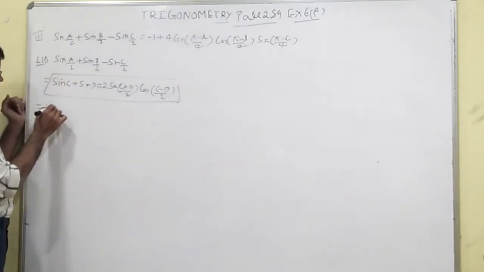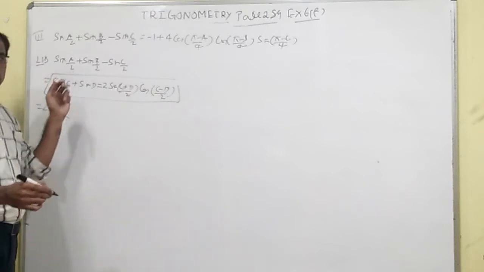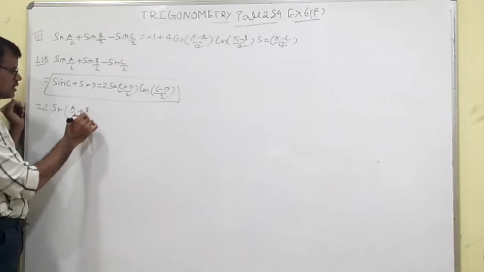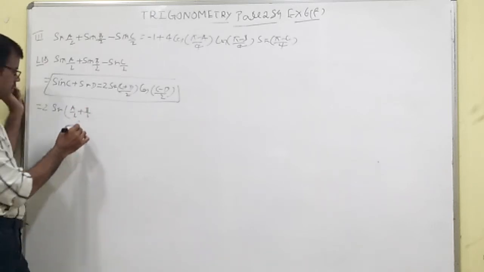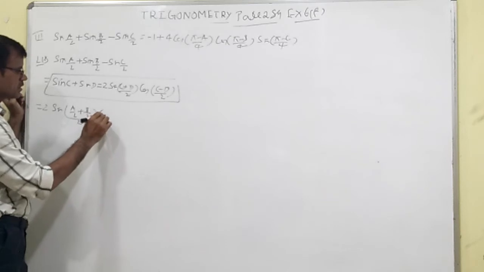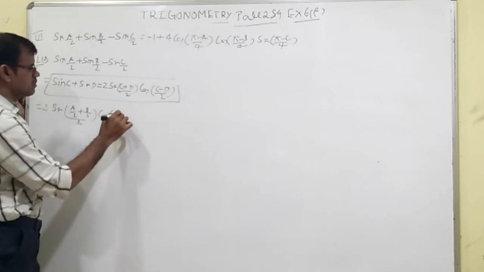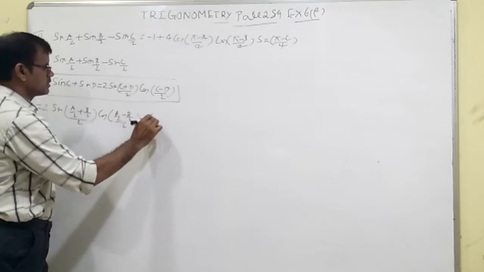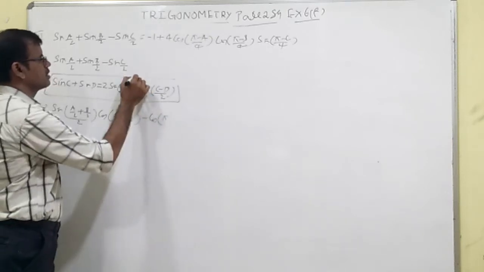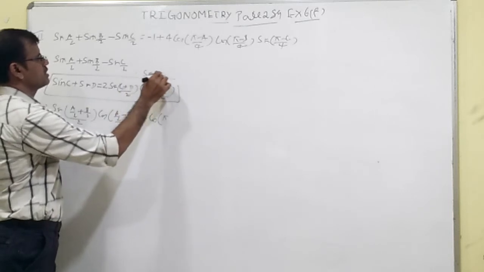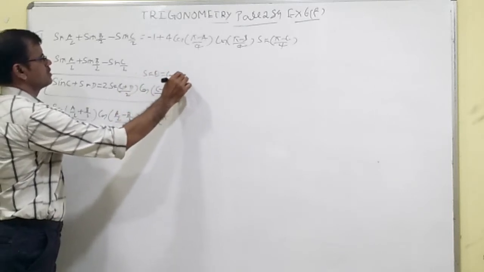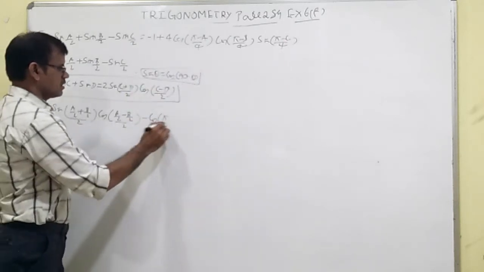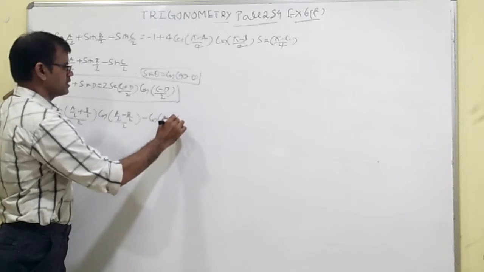For the first two terms I am applying: 2 sin of (a by 2 plus b by 2) whole by 2 into cos of (a by 2 minus b by 2) whole by 2, minus, this sin theta can be written as cos of 90 minus theta. This sin theta I am writing as cos of 90 minus theta. Apply here cos of (pi by 2 minus c by 2).